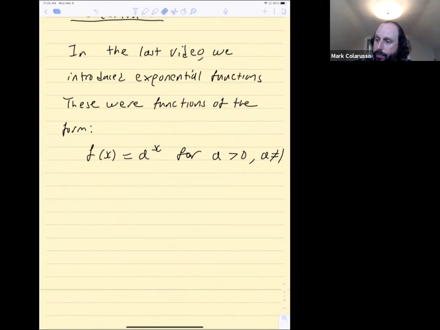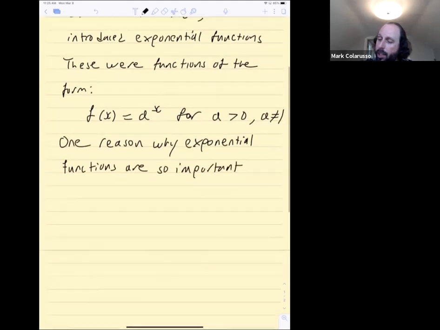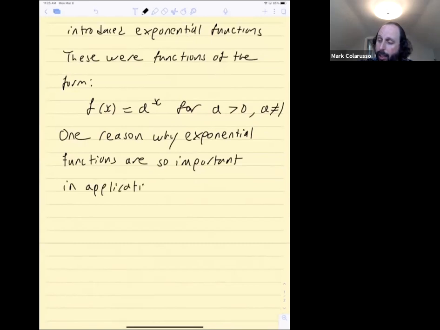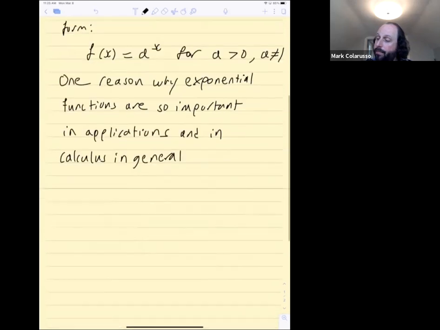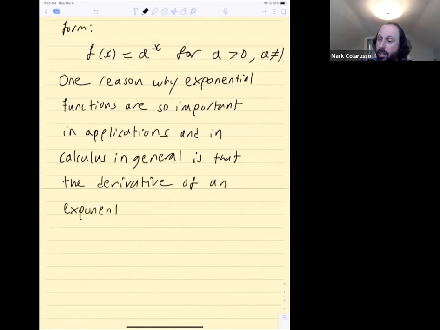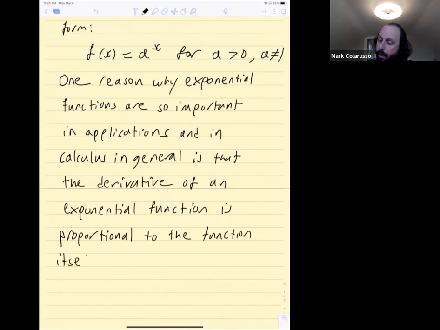So one reason why exponential functions are so important in applications and in calculus in general is that the derivative of an exponential function is proportional to the function itself. Okay, so what does that mean?